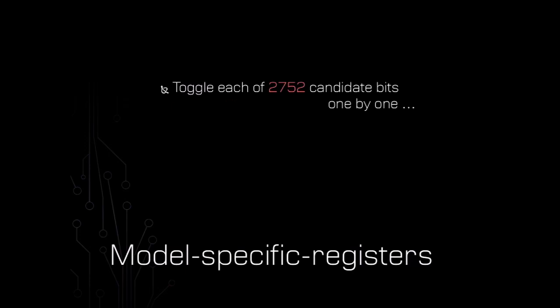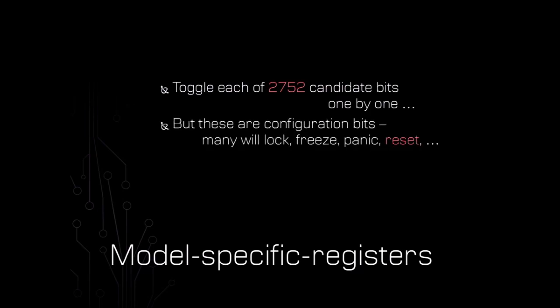What I can do is look at each of those 2,700 candidate MSR bits and try to toggle each of them one by one. Not doing an instruction scan between each one, but just trying to toggle each of these bits one at a time. Of course, I'm going to run into some problems. These are configuration bits that control the deepest workings of the processor, and I have no idea what they do. So a lot of them are going to lock the processor, freeze the OS, panic the kernel, or just reset the system entirely.